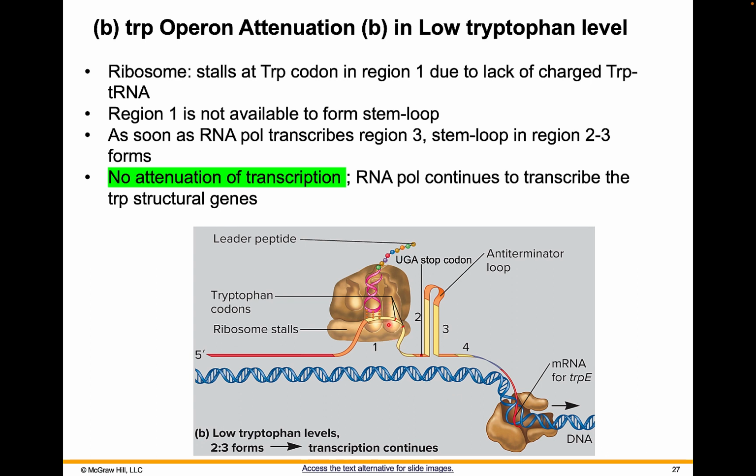And then gradually what will happen? The ribosome will catch up. It will read through this trp operon, and it will just make the leader peptide, and then the entire mRNA is produced. So it will go over and translate all the genes required for that. So in this case, there is no attenuation of transcription. RNA pol continues to transcribe the trp structural genes, which will be produced into the protein, and those proteins will synthesize the tryptophan to bring it back to the higher level. So this is no transcriptional attenuation.